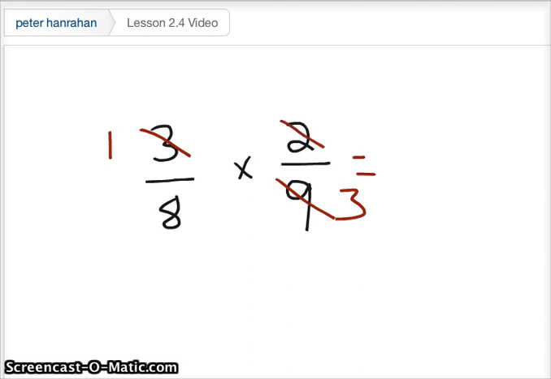Okay, greatest common factor of 2 and 8 is 2. 2 divided by 2 is 1. 8 divided by 2 is 4. And now I'll do numerator times numerator. 1 times 1 is 1. 4 times 3 is 12.